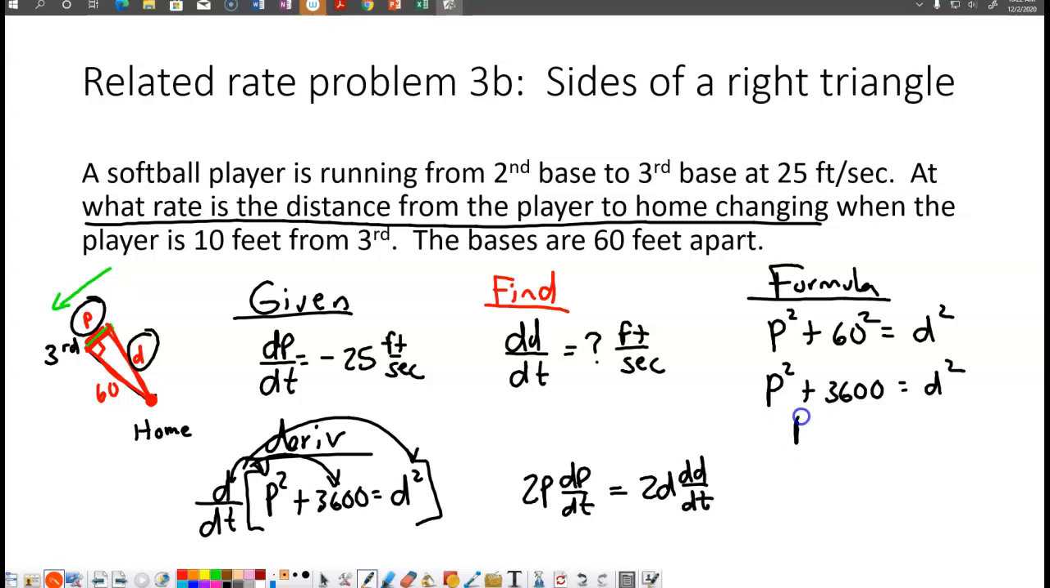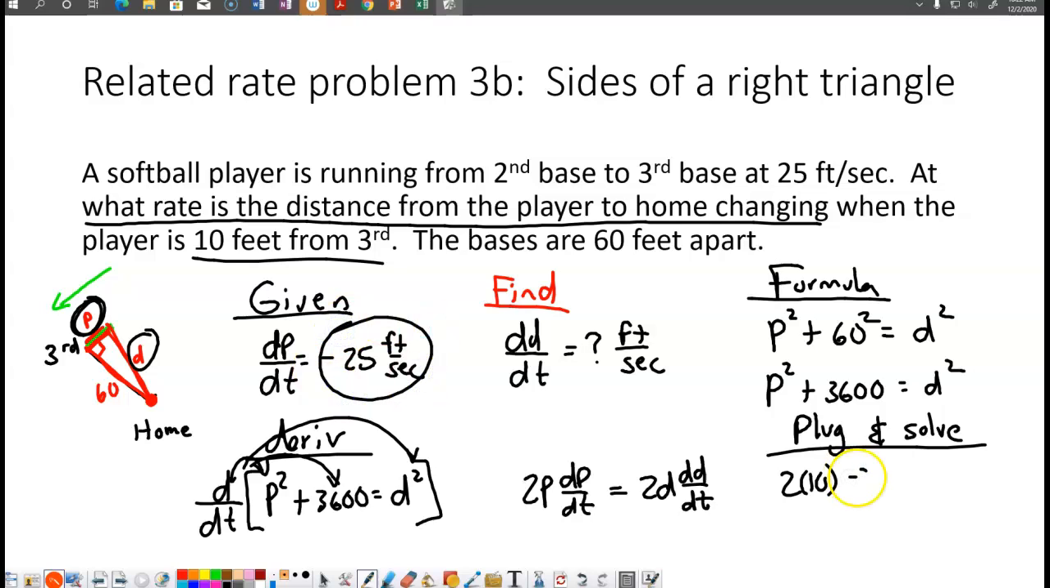And now we're ready to plug and solve. So, do I know P? Do I know the player's distance away from third? Yes, they tell us that it's 10. So we have 2 times 10 times dP/dt. We know that also. That's negative 25. Do I know D? I don't know D yet. And I'm looking for dD/dt, so that's just going to stay like this.